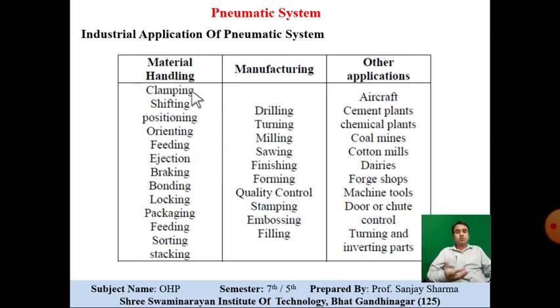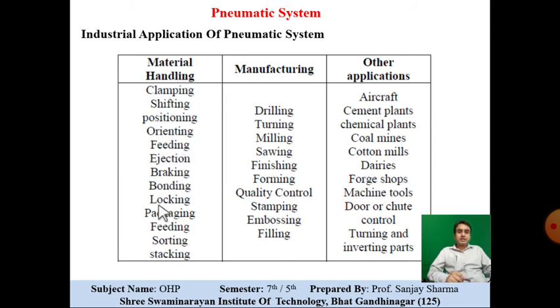Material handling tools, you can say, for clamping, shifting, positioning, orienting, feeding, ejection, braking, locking, packing, sorting, stacking. So this is how we handle material with the help of a pneumatic system. Suppose we want to clamp some device, a pneumatic system is used. We want to shift some workpiece from one location to another, position it, or change its orientation, if we want to rotate it, then it is used. Feeding, if you want to push or feed, it is used.